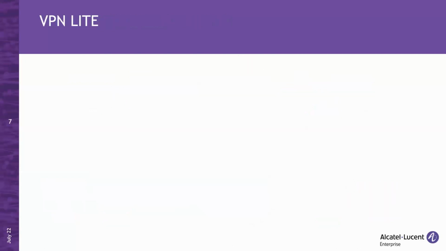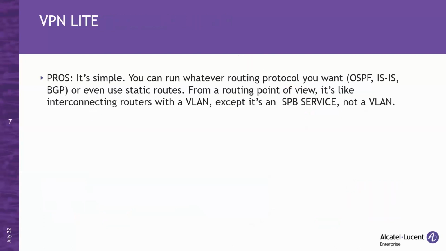In a nutshell, the pros of VPN Lite is that it is simple. You can run whatever routing protocol you want, OSPF, ISIS, BGP, or even use static routes. From a routing point of view, it's like interconnecting routers with a VLAN, except it's an SPB service, not a VLAN.